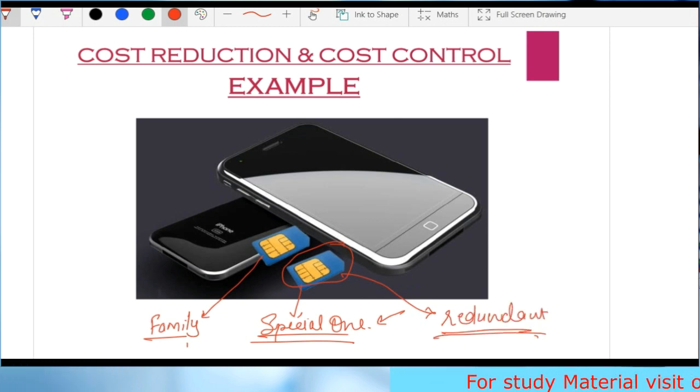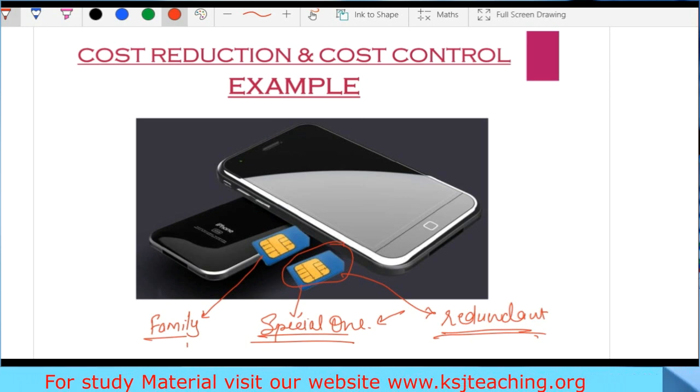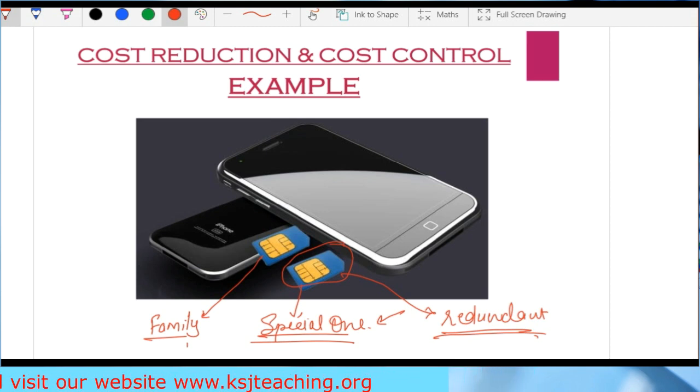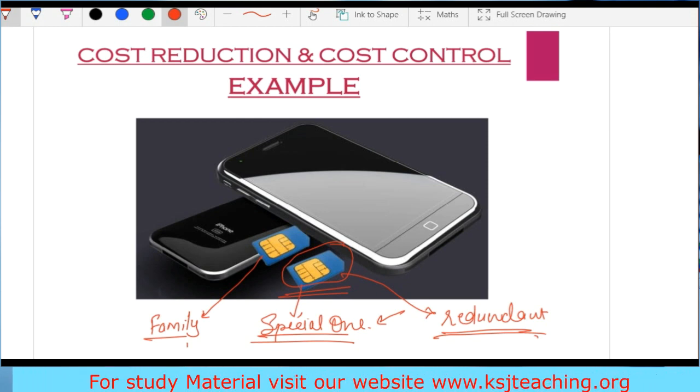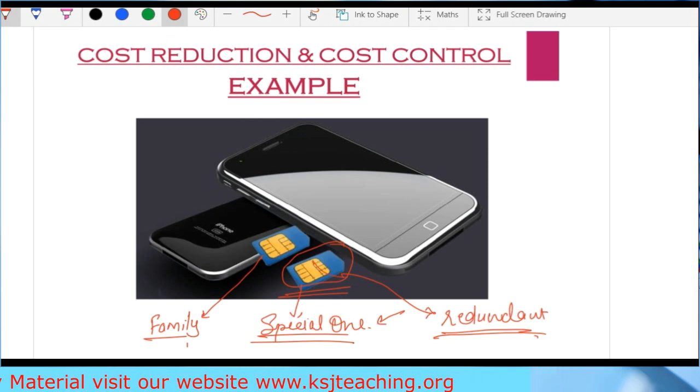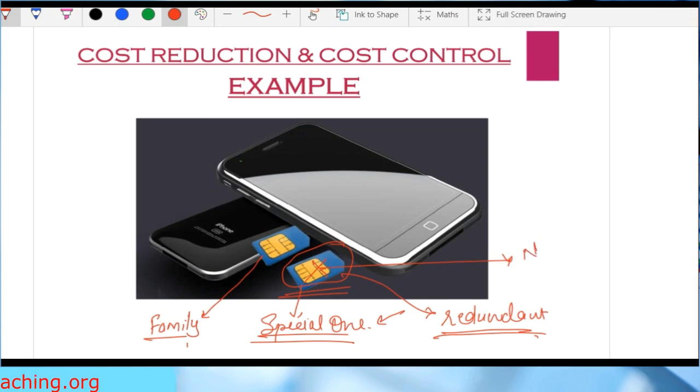Now just tell me one thing. Now that you are not in talking terms with your special one, the SIM has become redundant for you people. Will you continue to recharge this SIM? Sir, why should I recharge this SIM when I no longer need it? When I am no longer on talking terms with a special one, I don't need this SIM, right? You will keep this SIM out of it. Now this becomes my non-value added service.